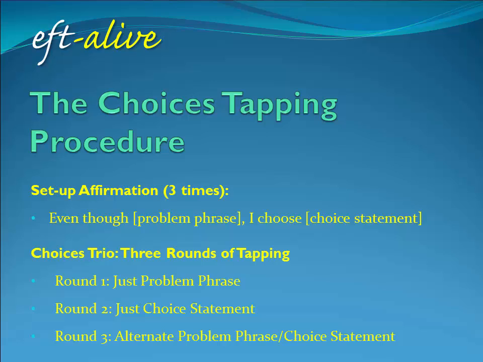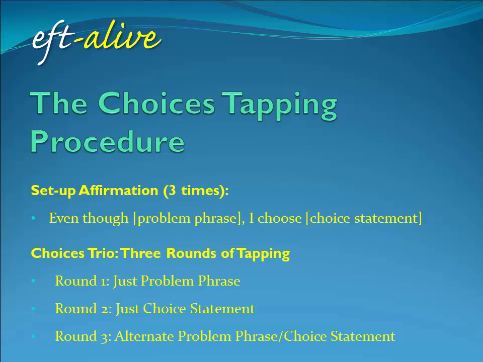So in the case of a fear of flying like this, maybe it was a 9 to begin with, you do a choices trio, maybe now it's a 6 or a 7. And then you start over and do the whole thing again. And you keep doing that until you get the result that you're looking for. If you're feeling emotional intensity, that intensity would have come down to zero.